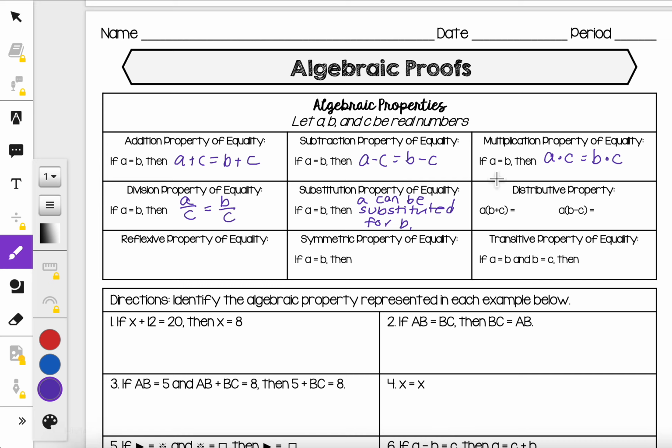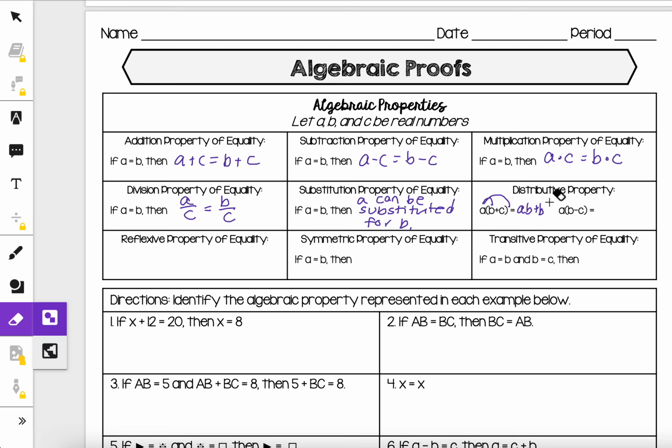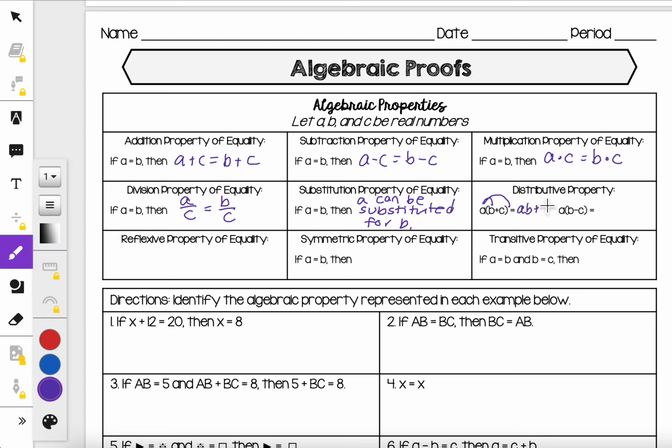Our distributive property, all right, we should know that. So if we have A and then in parentheses B plus C, that's going to equal A times B plus A times C. And same thing if we have a subtraction. So that's going to be A times B minus A times C. And these last three properties are probably new, but they're going to be really important in geometry.